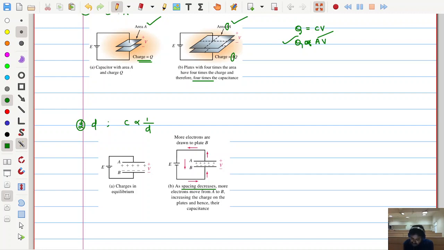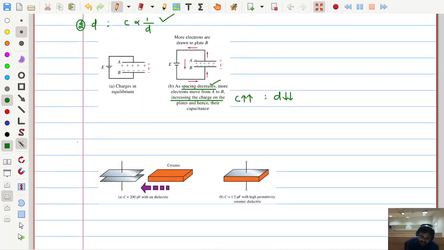So in that process you can see that more electrons can move from A to B. That is what we call increasing the charge on the plates. So thereby capacitance is going to increase. This spacing we are decreasing, right? So if spacing decreases, capacitance increases. C increases because D is decreased. If one increases, the other decreases. This is what is called an inversely proportional relationship.